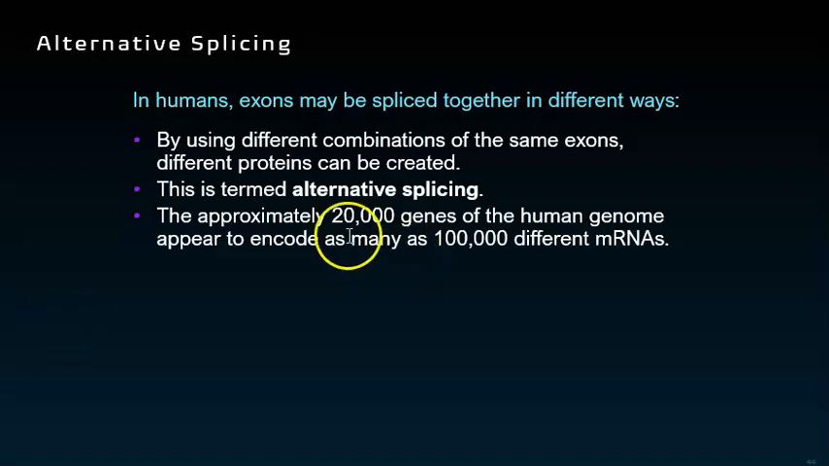So that is how we were able to do it. We only have 20,000 genes, but because we can cut them and paste them together in all these different arrangements, we're ending up with upwards of 100,000 proteins that we're coding for.